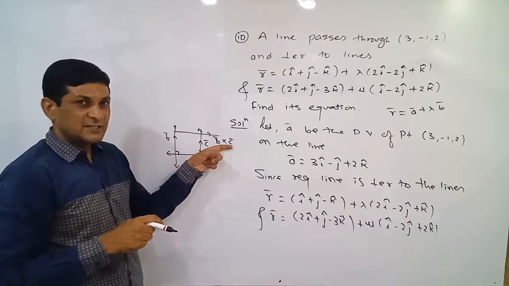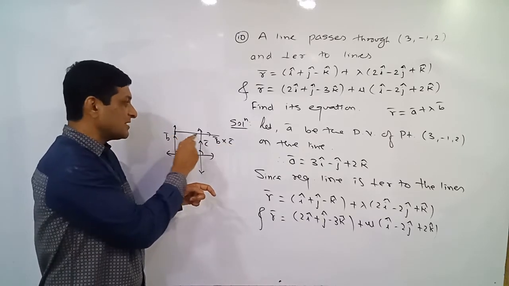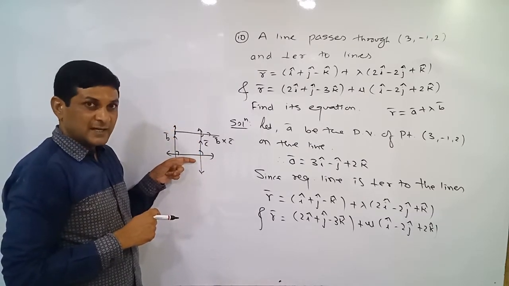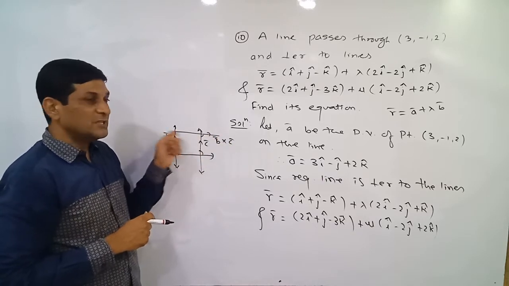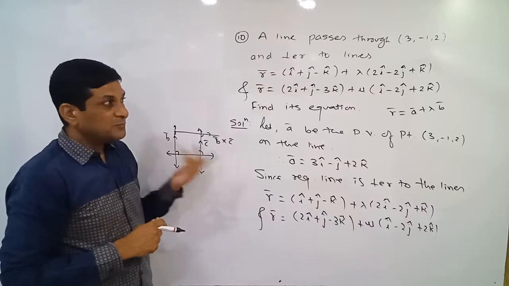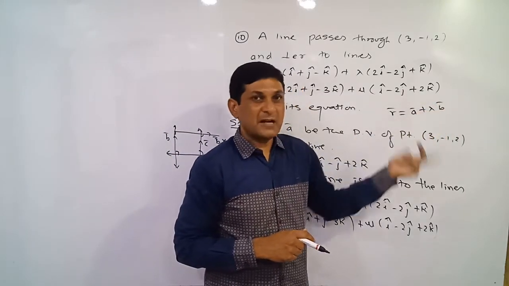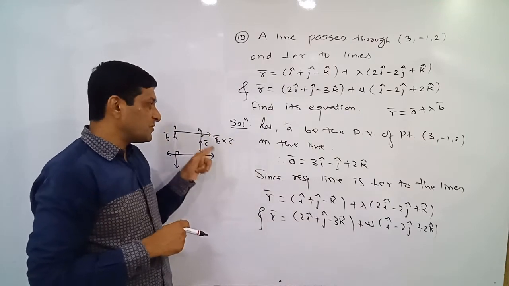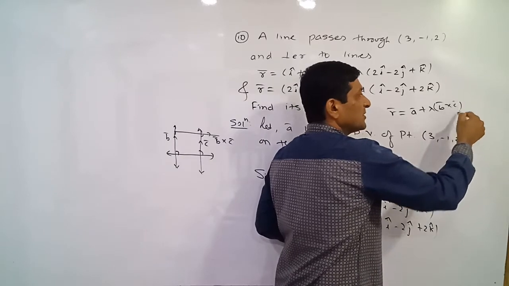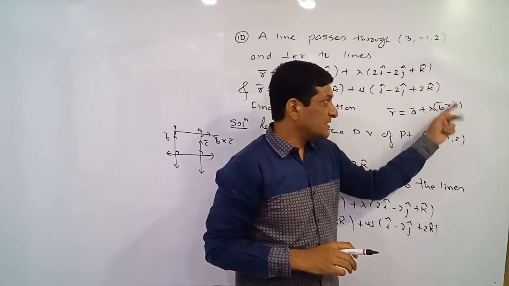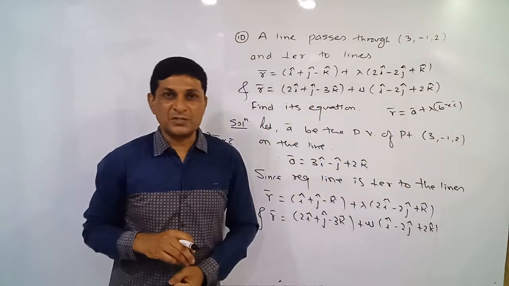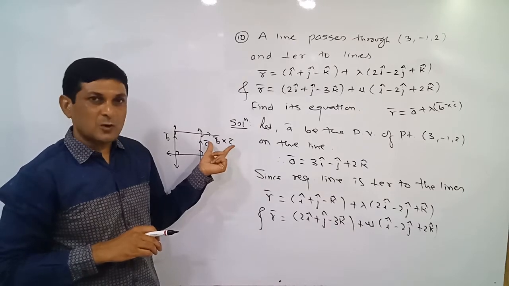Now b bar cross c bar is a new vector which is perpendicular to b bar and also perpendicular to c bar. But b bar and c bar are perpendicular to the required line, and this vector is also perpendicular to these two vectors. This means that b bar cross c bar is parallel to the line. In the equation, the vector parallel to the line is needed, so instead of b bar, let us denote it by b bar cross c bar, because according to the given condition, b bar cross c bar is the vector parallel to the line.